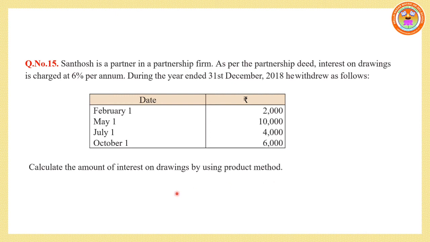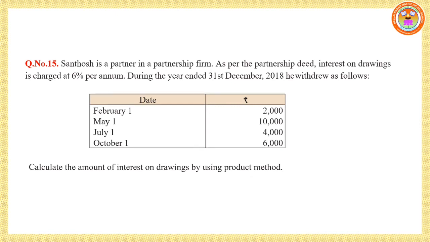Now, look at sum number 12 and 15. What is the difference between these two sums? Sum number 12, they ask us to calculate simply the amount of interest on drawings. Whereas in this sum, particularly they have mentioned using the product method. So let me see how to calculate interest on drawings by using the product method.